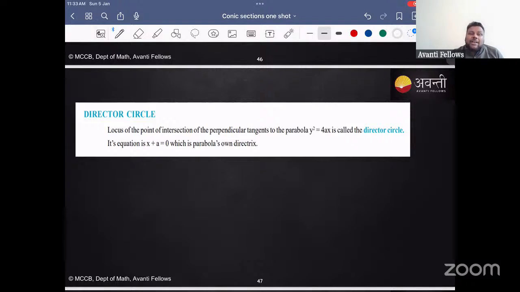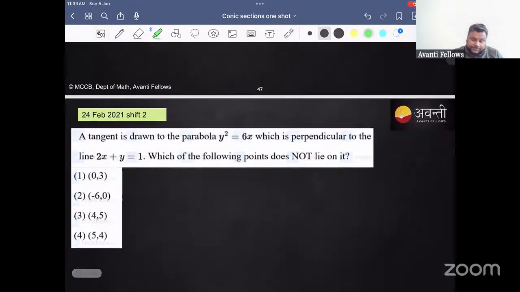In case of parabola, directrix is director circle. So from any point on the directrix, you will always be able to draw two perpendicular tangents to the parabola. Or if two perpendicular tangents are there for a parabola, they will meet definitely at the directrix. So for y square equals to 4ax, x plus a equal to 0 is the directrix of the parabola, which will act as the director circle.